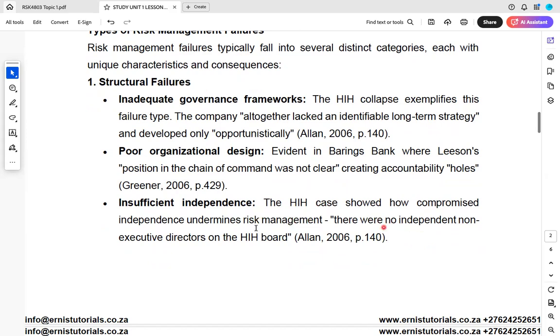Yes, there were no independent non-executive directors on the board. Now there's a push to get independent directors, right? They tend to balance the other executives on the board and keep them accountable with regards to the structures of the board of directors. This is covered a lot in the module on risk governance.